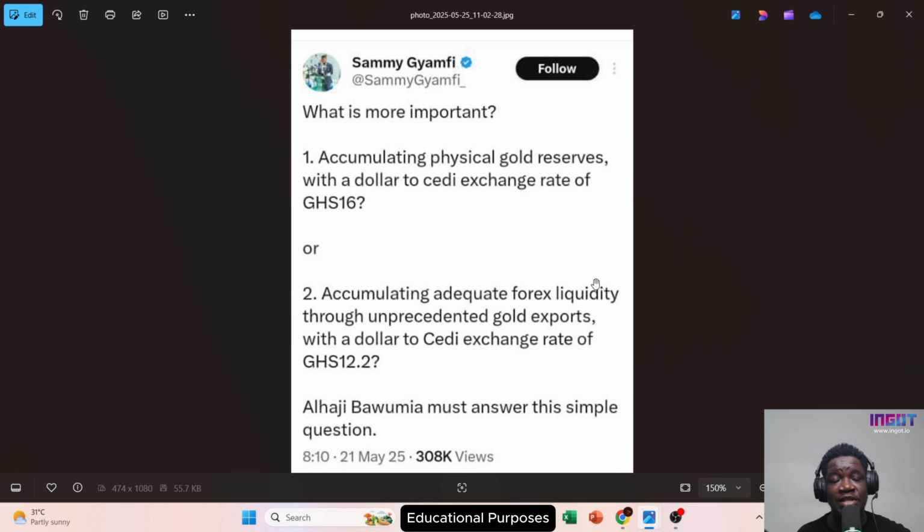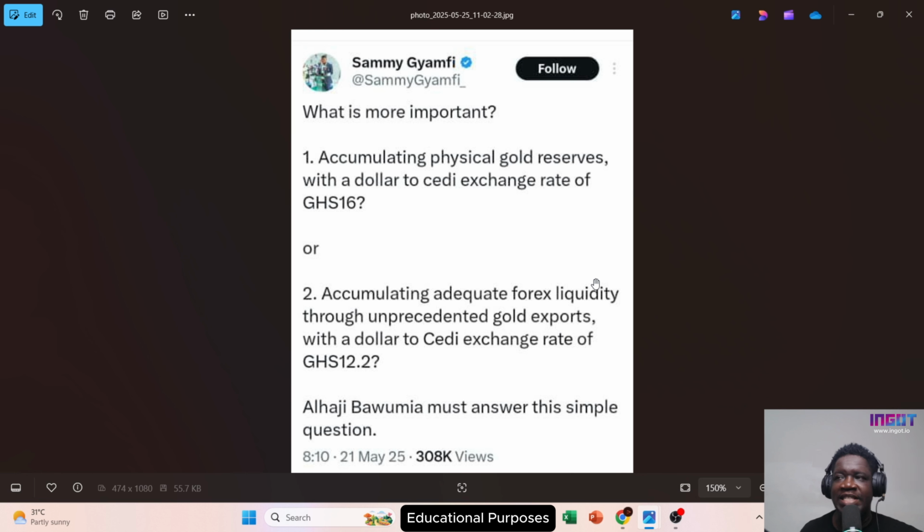So what Sammy Gyamfi is simply saying is that they were exporting more gold for more dollars, and when we have more dollars in the economy, there's no scarcity where people would have to rush for dollars and then people end up increasing the prices. So we have more dollars, and the cedi starts gaining some strength. Okay, so for him, he thinks that their approach of exporting more gold, getting more dollars in return, is better.